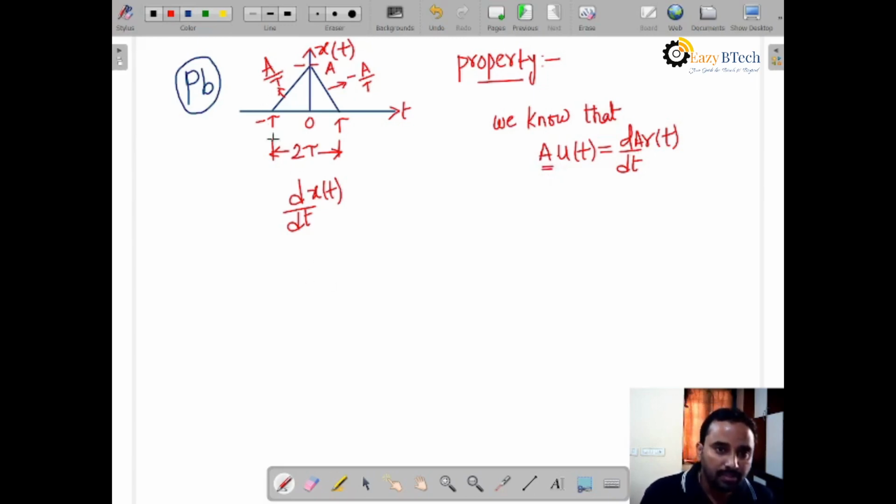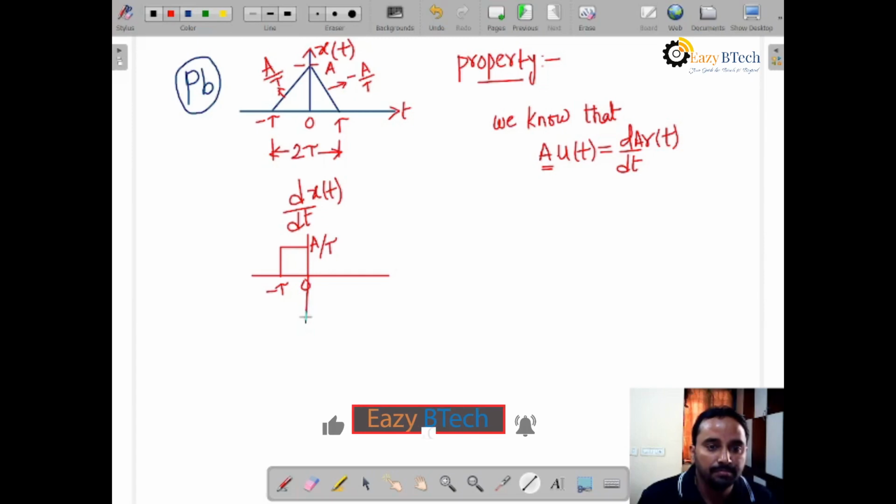So here from minus tau to zero we have a ramp, and its slope is A by tau. Therefore from minus tau to 0 we get a step function with amplitude A by tau. The slope of the ramp becomes the step amplitude after differentiation. Similarly from 0 to tau we have a ramp again, its slope is minus A by tau. Therefore from 0 to tau we also get a negative step, because of the negative slope.